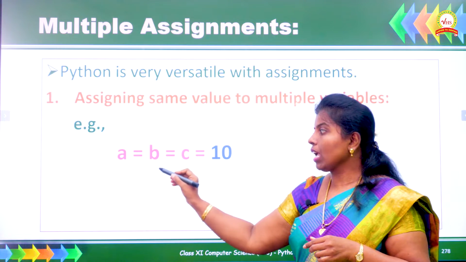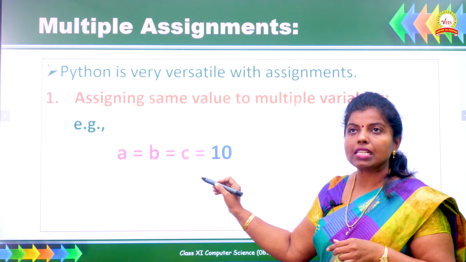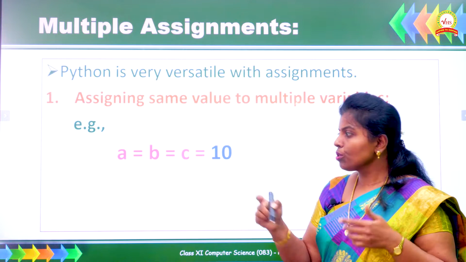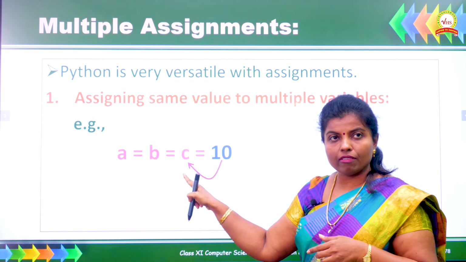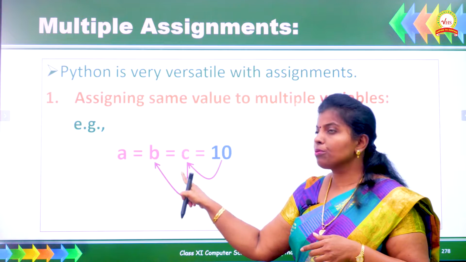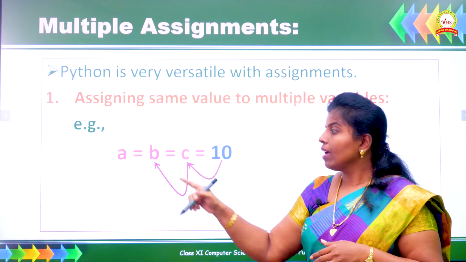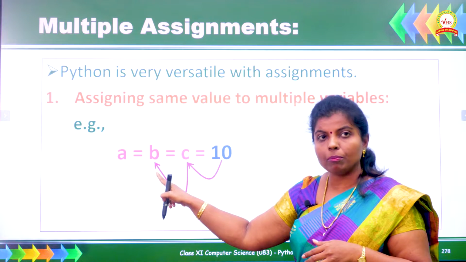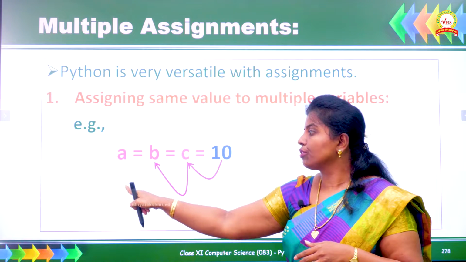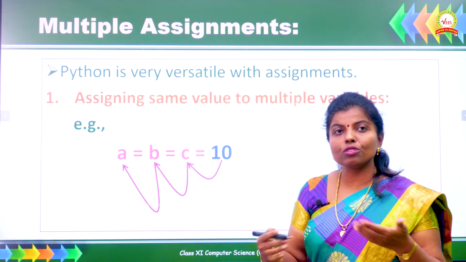Here you can see A equal to B equal to C equal to 10 is given. So we assign the value 10 to the variable C, and whatever value C holds is assigned to the variable B, and whatever value B holds is assigned to the variable A. So this is what happens.